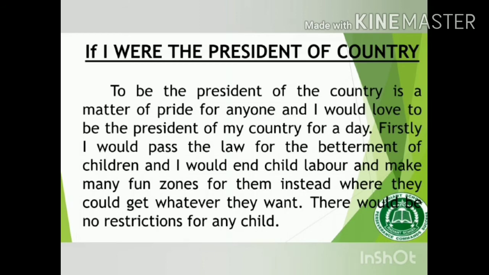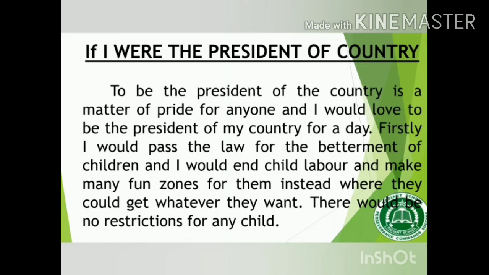I told you that the president is a head of the state, and to be the president of the country is a matter of pride for anyone. And I would love to be the president of my country for a day. It is our introduction. Now we will start the body. For the body, we will write the points about what I would want to do for the betterment of my country being a president. Children, you tell me, what do you want to do if you were a president?